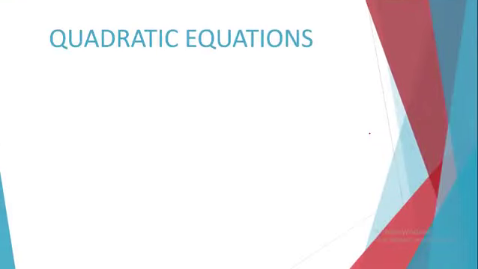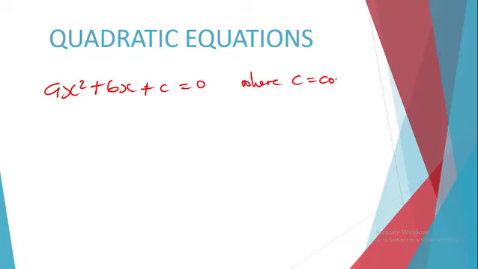Okay, quadratic equations. Quadratic equation is an equation of the form ax squared plus bx plus c equal to 0, where c is a constant. And then there's one thing you need to understand about quadratic equation. When we have the product of two numbers being equal to 0, it means that one of the numbers, or possibly both of them, are 0.